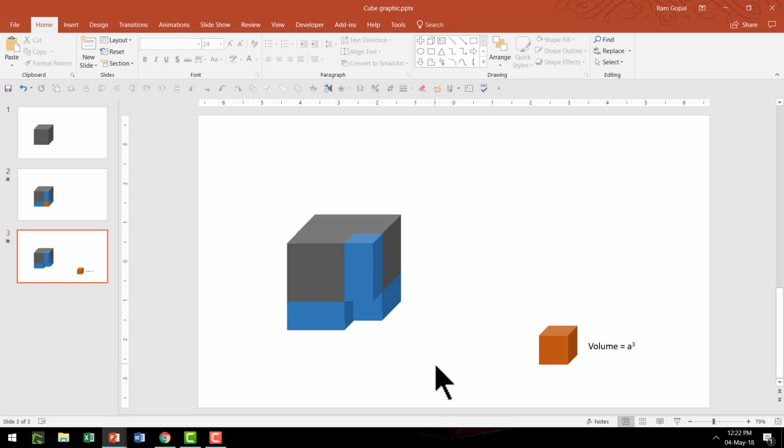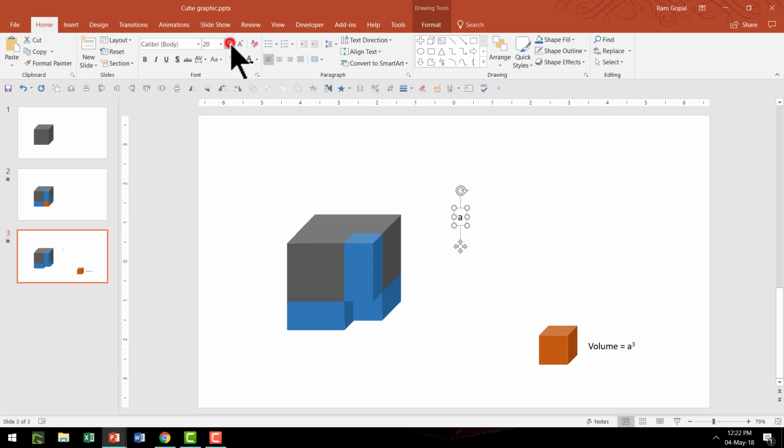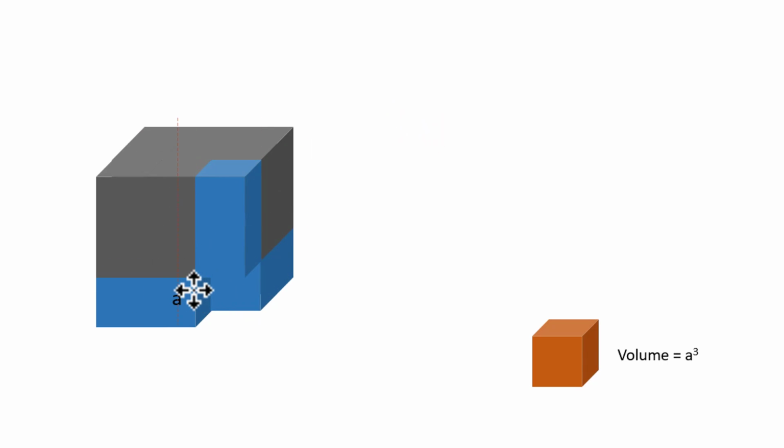Now, the next step is to pull out these pieces. Before that, we need to ensure that they are all labeled properly. So I'm going to go to the text box tool and give the label as A, and I'm going to increase the font size to 24, and the dimensions are going to be labeled like this.